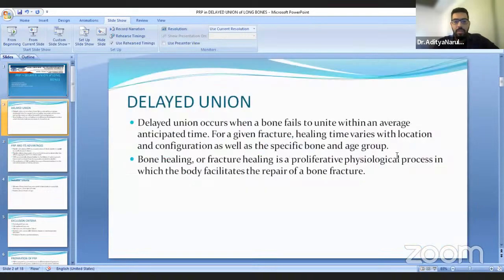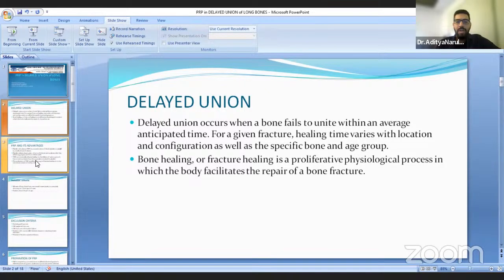All right. So coming to the topic of delayed union. Delayed union occurs when a bone fails to unite within an average anticipated time. For a given fracture, healing time varies with location and configuration, as well as the specific bone and age group. Bone healing or fracture healing is a proliferative physiological process in which the body facilitates the repair of bone fracture.